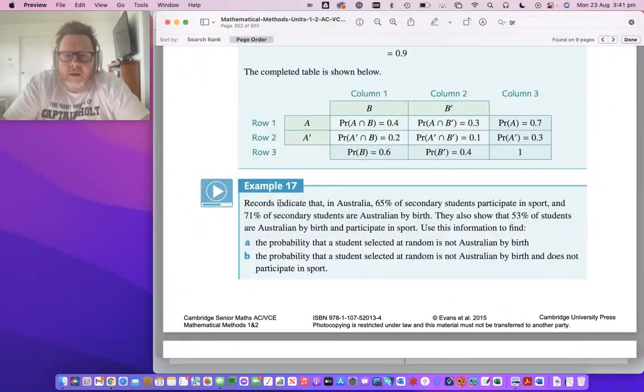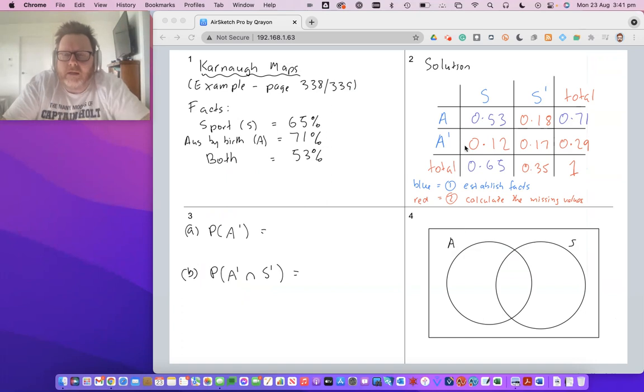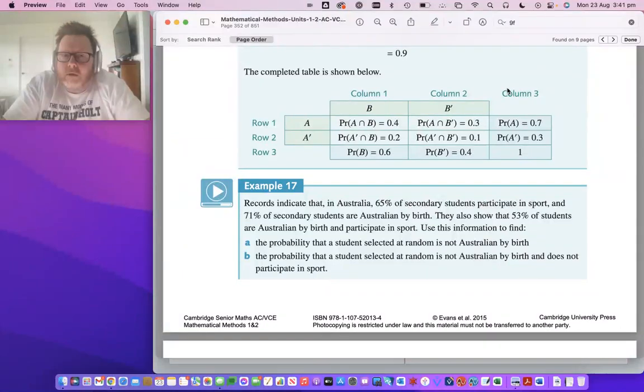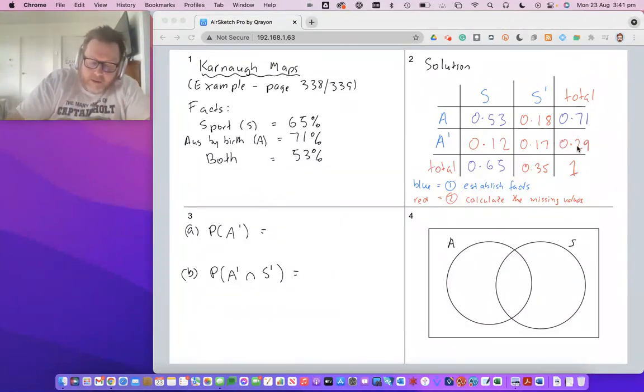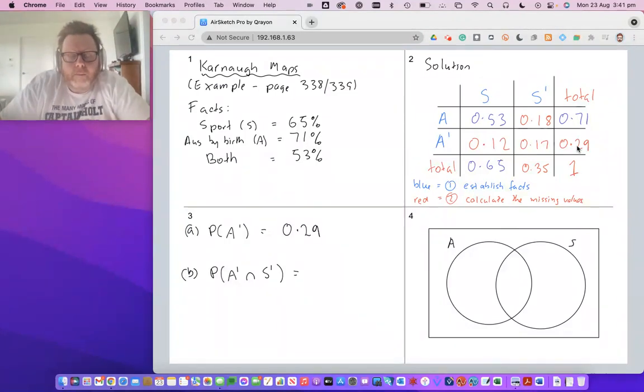Now, there are a couple of questions that came from this, and that is that we had to work out the probability that a student selected at random is not Australian by birth. That would be the not A here, as I've got it there. So what is the probability of a not A? Well, it would be the total of this row here, 0.29. So the probability of not being Australian by birth is 0.29.